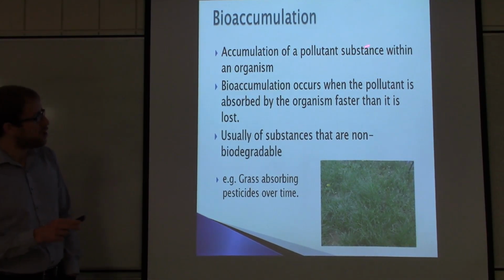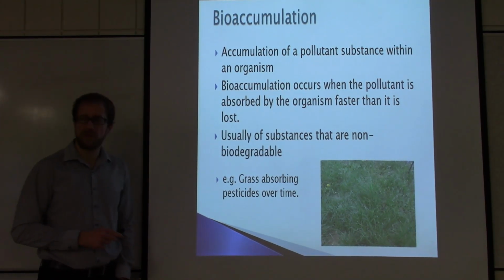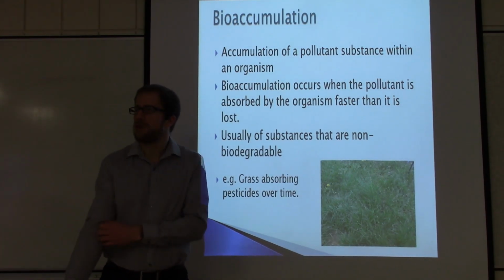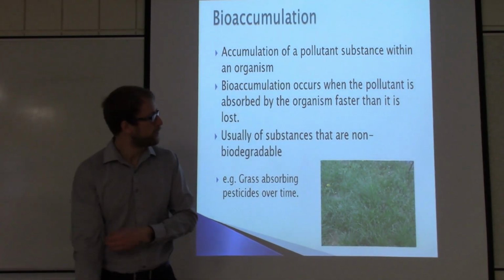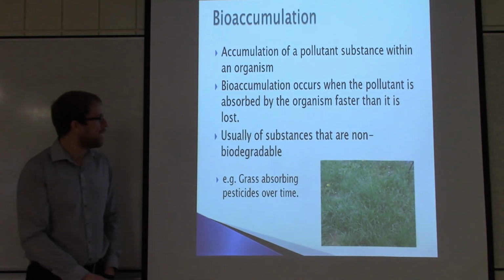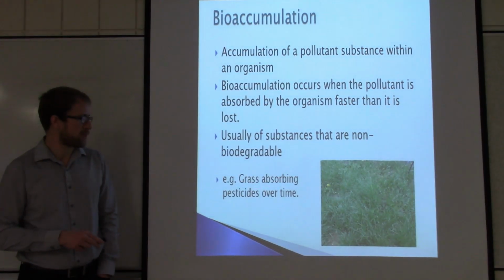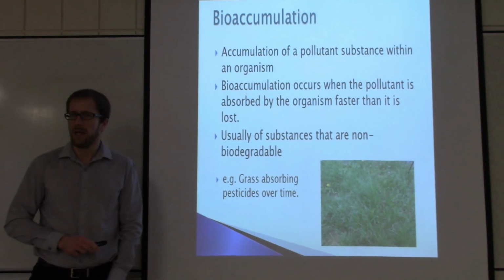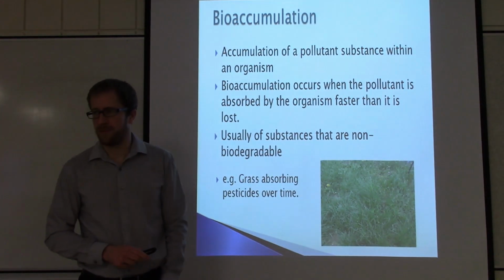So bioaccumulation is the accumulation of a pollutant substance within an organism. This occurs when the pollutant is absorbed by the organism faster than it is lost. Traditionally, these are substances that are not biodegradable. For example, grass absorbing pesticides over time. But there are many examples of this.